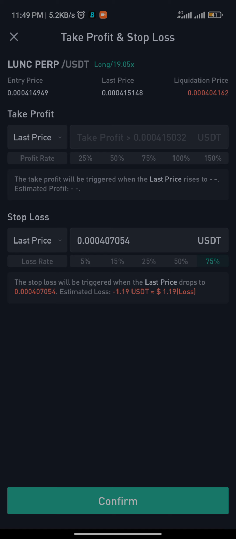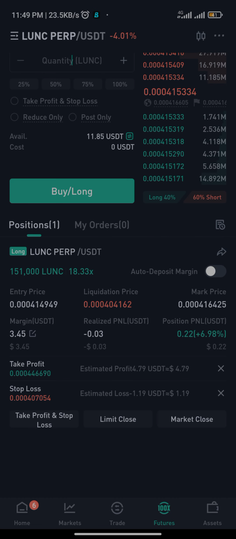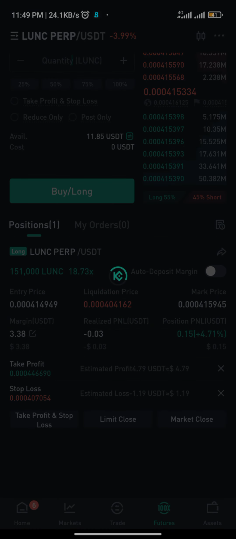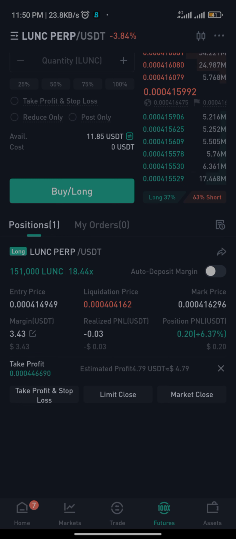On the other hand, you can see this particular one, take profit is up. If I click on 100, if the price increases to 44669, I'm going to make $4.79 instantly. When the price reaches that, I'm going to make that profit and it's going to sell it off for me as well. So let me just click on confirm to show you, and then you can always click on the same thing to edit, or you can just click the X icon right there to cancel it. Yeah, I have that position closed now. So I have 15 cents profit currently. I'm making 20 cents currently.